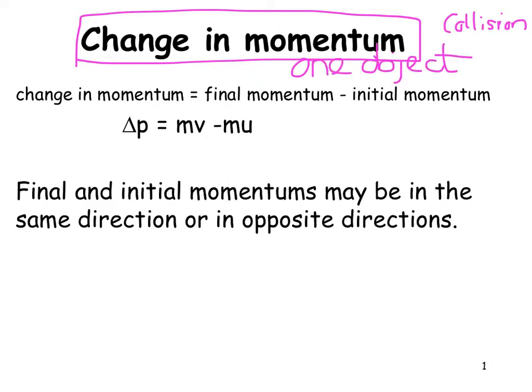Because as we know, in a collision, the whole system theoretically did not change momentum at all. But when we look at just one of the objects in the collision, there is a change in momentum of that object. So change in momentum is equal to the final momentum minus the initial momentum, not difficult at all. Final and initial momentums may be in the same direction, they might be in opposite directions. But what's really important is to keep an eye on these signs and keep direction in your mind. So let's take a look at how these unfold.